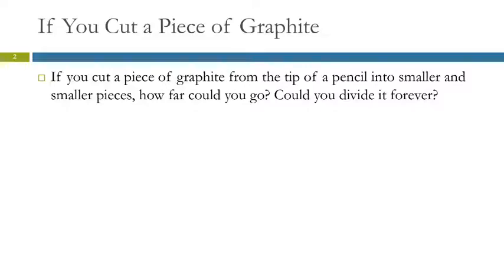So, many of you have a pencil. Look at the end of your pencil. It's made out of graphite. If we took that piece of graphite in your pencil and cut it in half, and took one of those halves and cut that in half, and just kept doing it, could we go on cutting it in half forever? Or would there be a point at which we came to a piece that could not be cut in half?